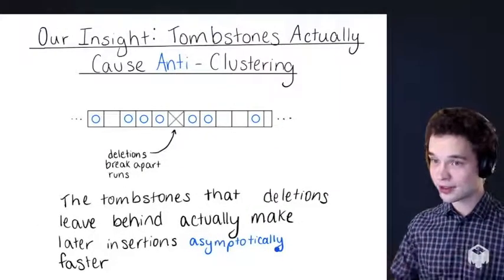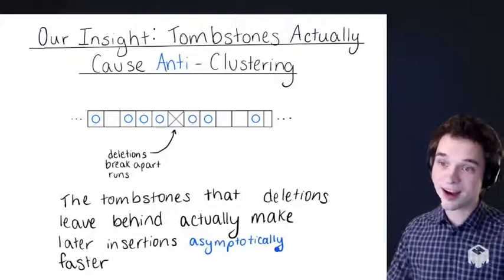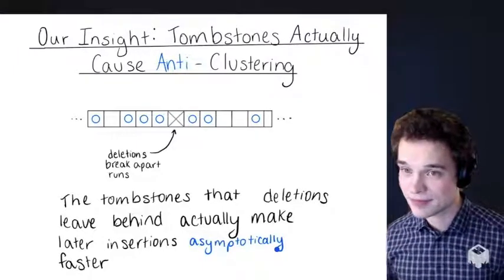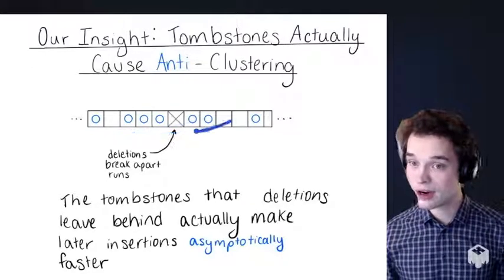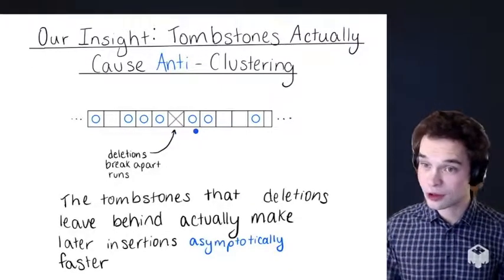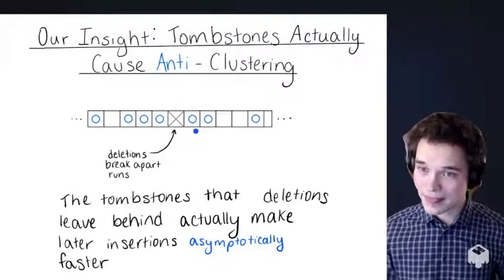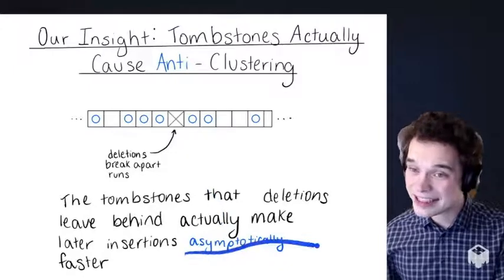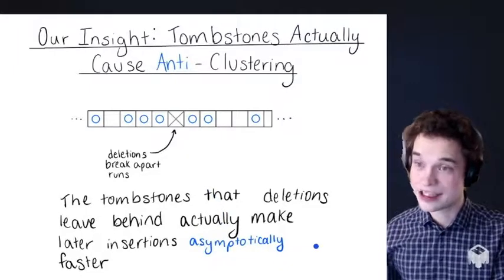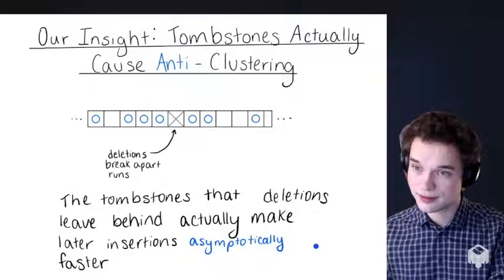And this might seem kind of pedantic, but it turns out there's actually an interesting phenomenon here, which is that the tombstones that get placed by deletions actually cause an anti-clustering effect. So what's happening is that when you place a tombstone, you essentially break a run into two parts from the perspective of future insertions. And in fact, these tombstones that get created by deletions, I claim they actually asymptotically affect the expected time of future insertions.